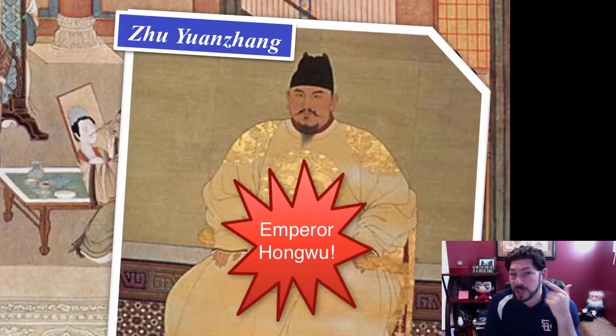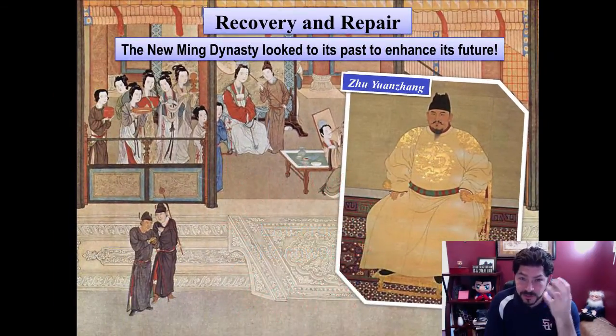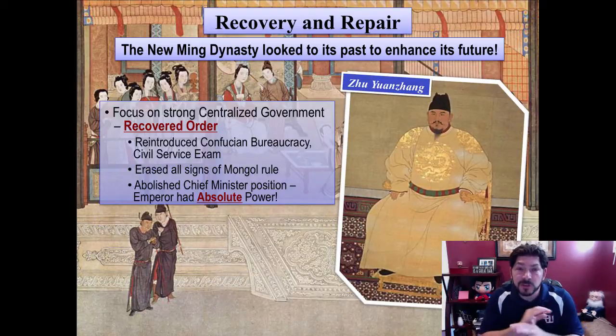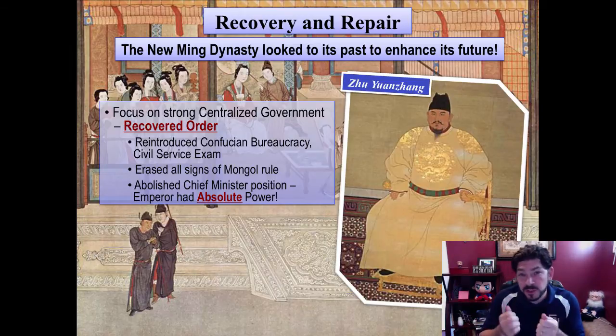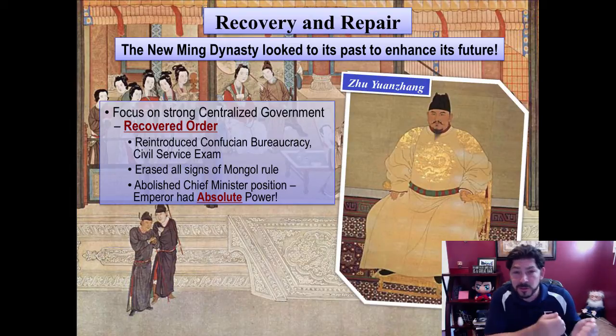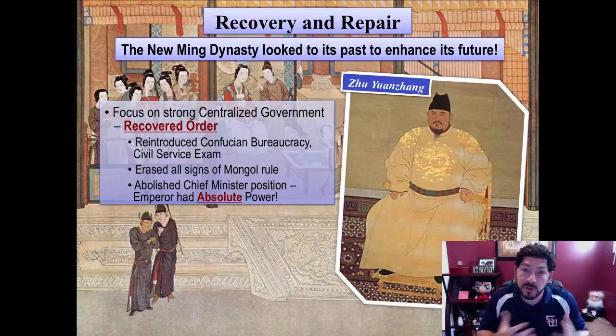And in order to really recover and repair and to create this new dynasty, he looked to the past to enhance the future. So he's going to be really revitalizing, rediscovering Confucianism. The Mongols took away the civil service exams and ended Confucian ideals. So this is a rebirth of Confucian ideals going back to the Tang and the Song dynasties. Okay, so we can compare this later on to the Renaissance in Europe, a rebirth of Greco-Roman ideals at that time.